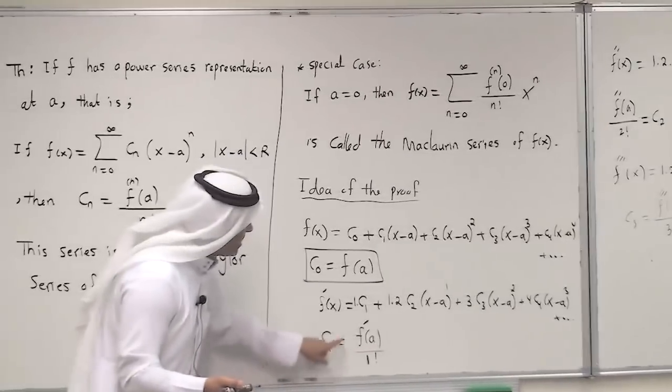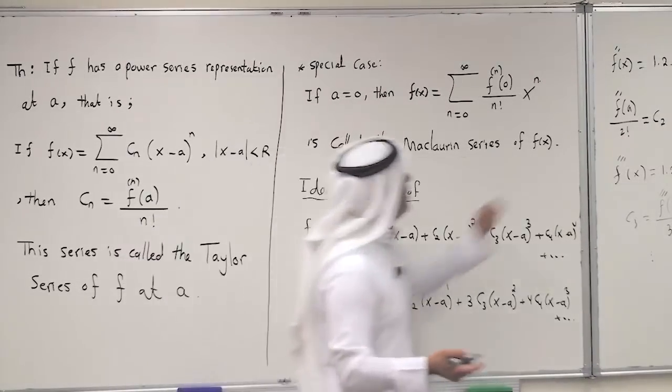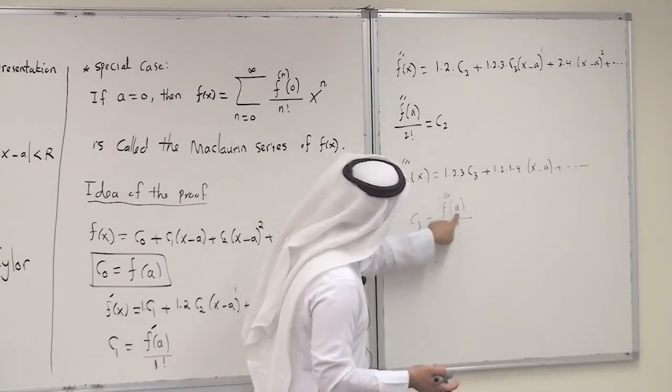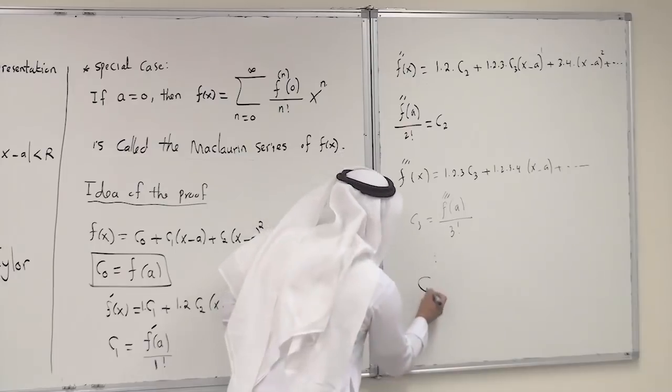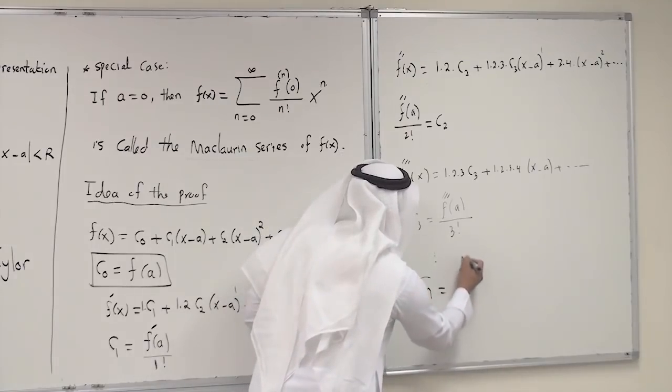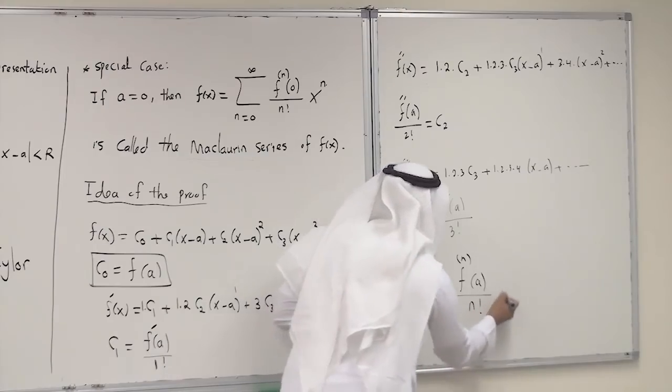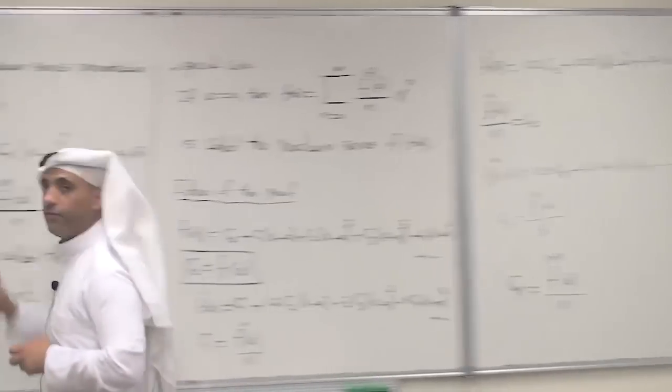You see, C1 is f prime of a over 1 factorial. C2 is f double prime of a over 2 factorial. C3 is f triple prime of a over 3 factorial. So Cn will be what? It will be the nth derivative at a divided by n factorial, as it is written in the formula here.